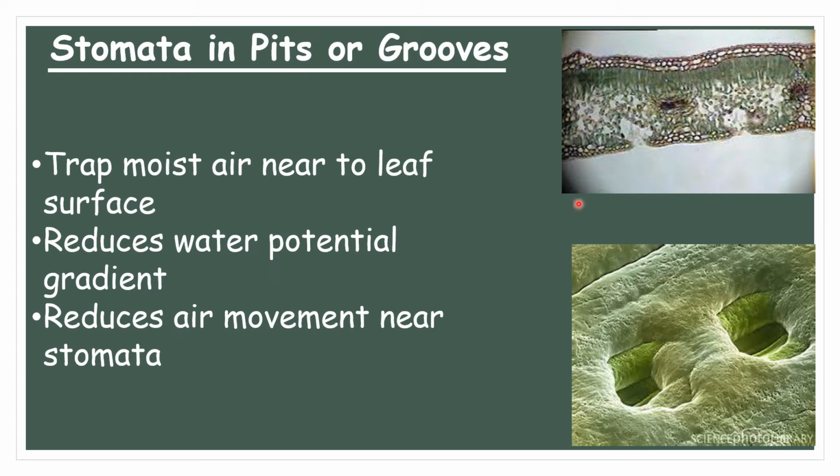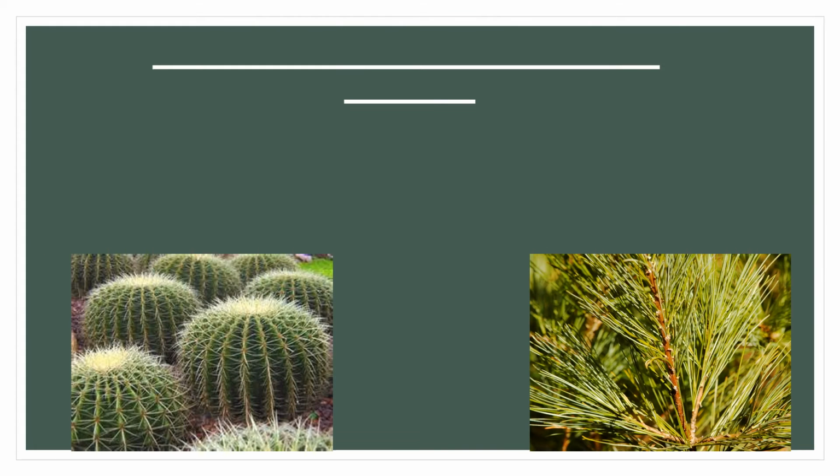The second adaptation is that it has stomata in pits or grooves. So this also traps moist air near the leaf surface. It also reduces the water potential gradient and reduces the air movement near the stomata. So this is the first picture. This is the stomata basically, and it traps the moist air and then reduces the water potential gradient.